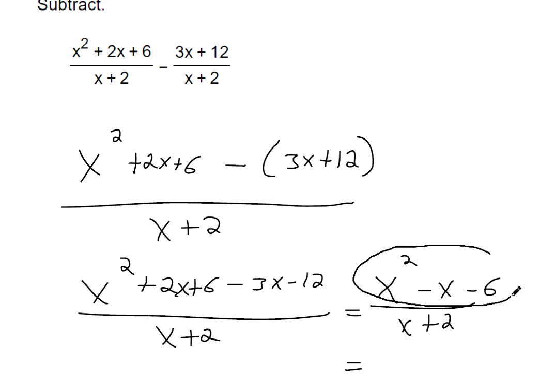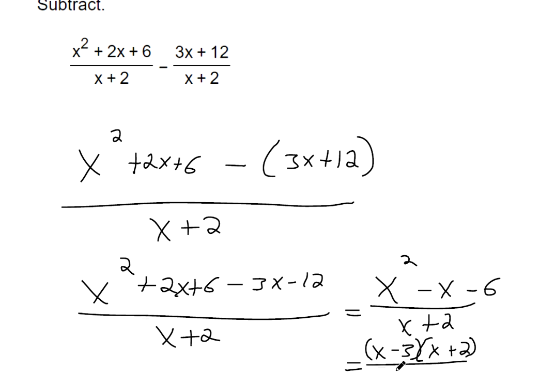This is something you can factor, so it would be good to factor just to check. You need two numbers that multiply to be negative 6, but add up to be negative 1. And so that pair would be x minus 3 and x plus 2. And I chose those because a positive 2 and a negative 3 multiply to make negative 6. A positive 2 and a negative 3 add up to make negative 1.